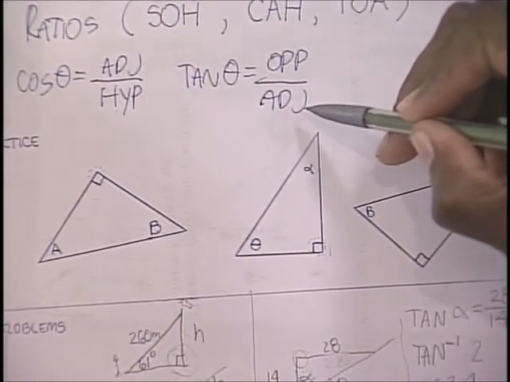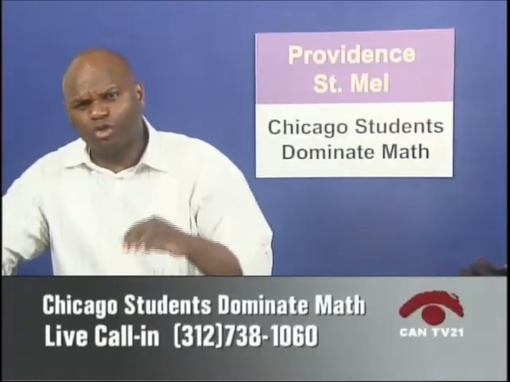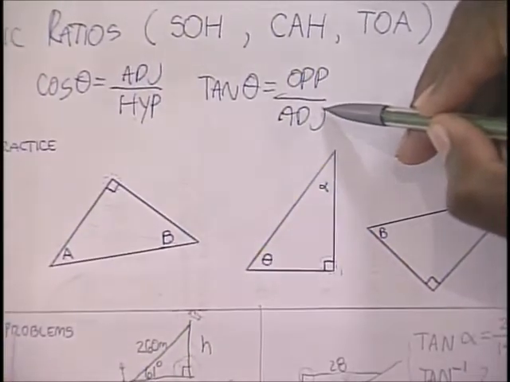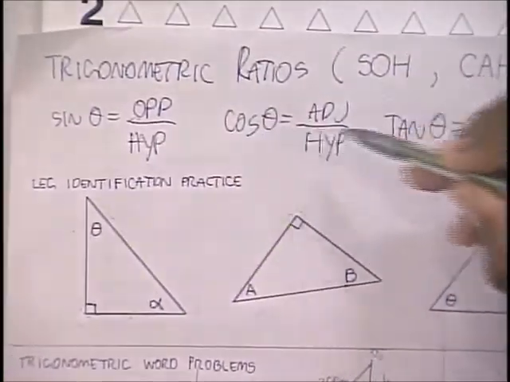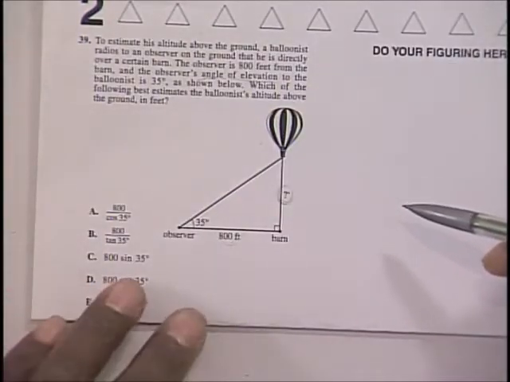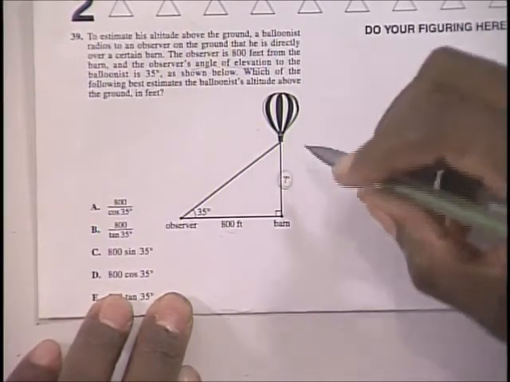Now, you won't have this sheet on the ACT test, but what you have to do is practice and study so that these ratios are in your head and in your heart, so you can recall them at a moment's notice. So opposite, adjacent, you immediately think tangent.